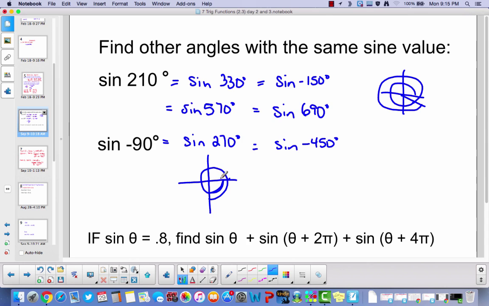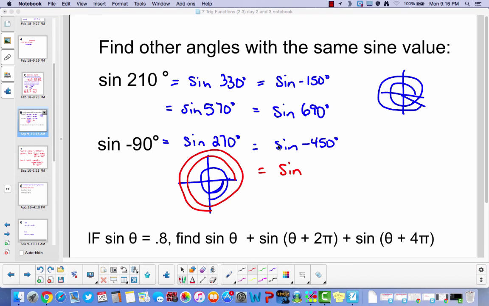We could go this direction and go in the positive direction and say here's 270, and then go another 360 degrees. So 270 plus 360. Sine of 270 plus 360 would be the sine of 630 degrees. And again, we can repeat that.